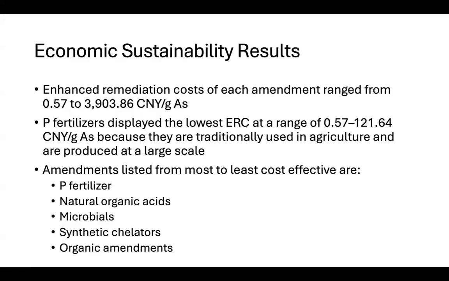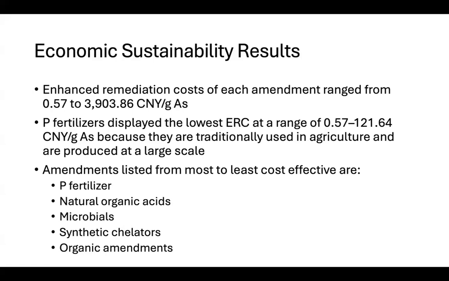So now taking a look at the economic sustainability results, the enhanced remediation costs of each amendment ranged from 0.57 to 3,903.86 Chinese yuan per gram of arsenic. Phosphorus fertilizers displayed the lowest ERC value at a range of 0.57 to 121.64 Chinese yuan per gram of arsenic because they are traditionally used in agriculture and are produced at a very large scale, which keeps market price down.